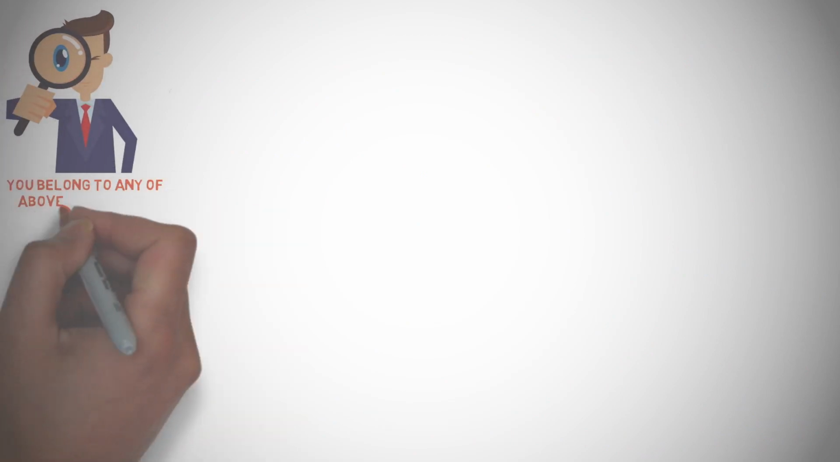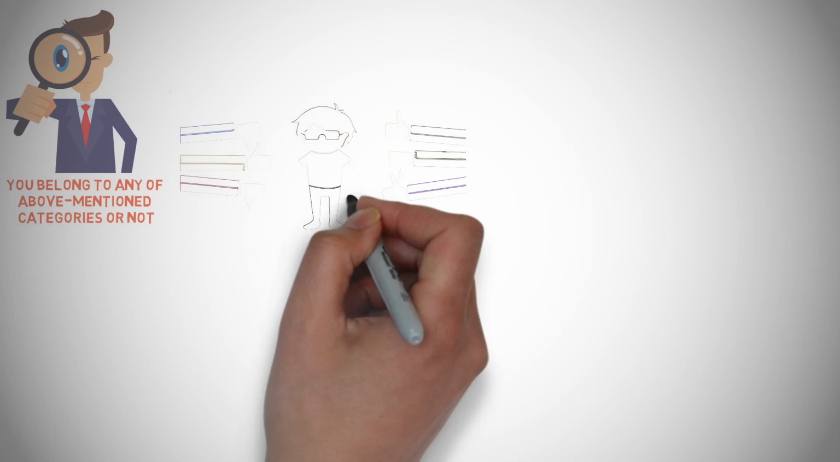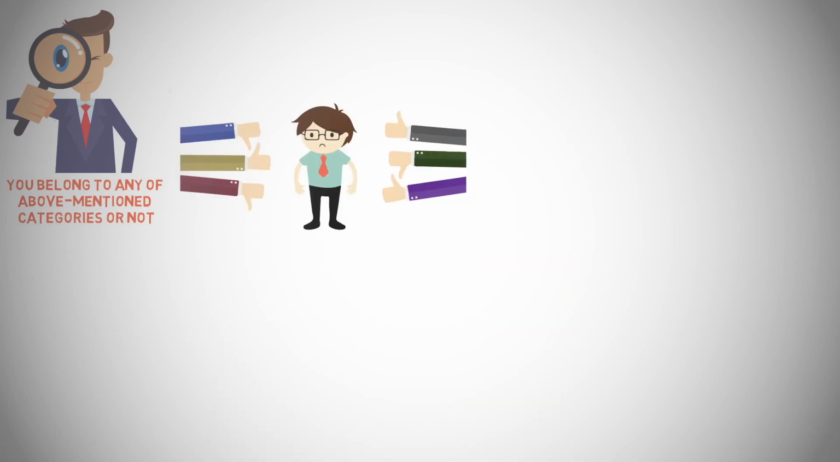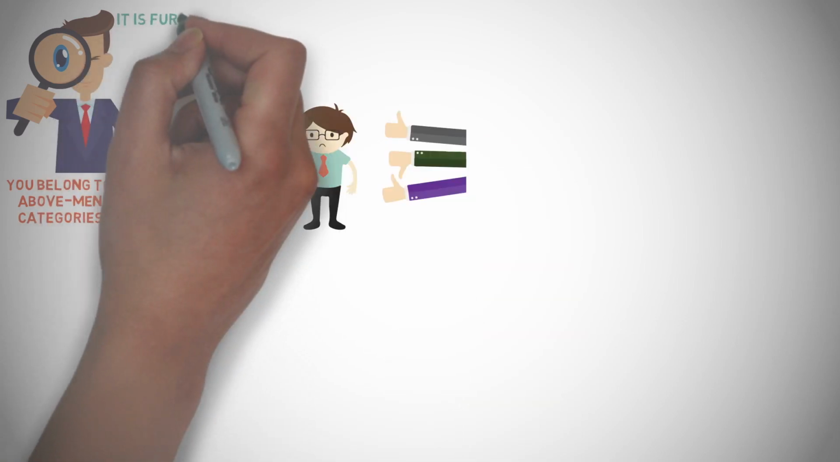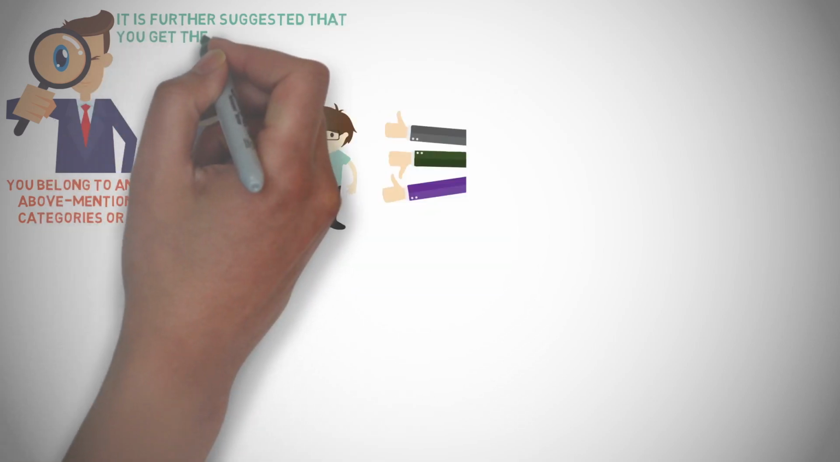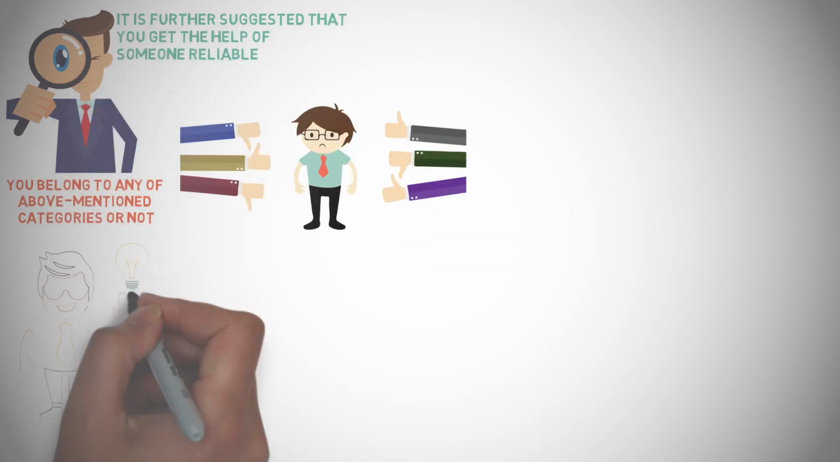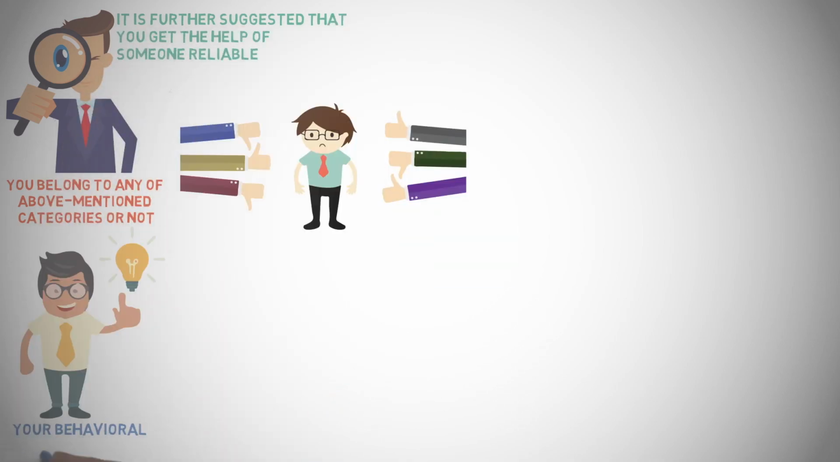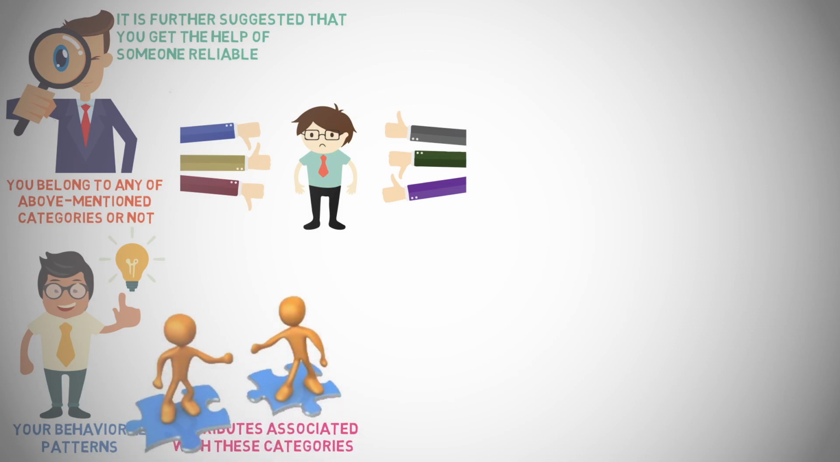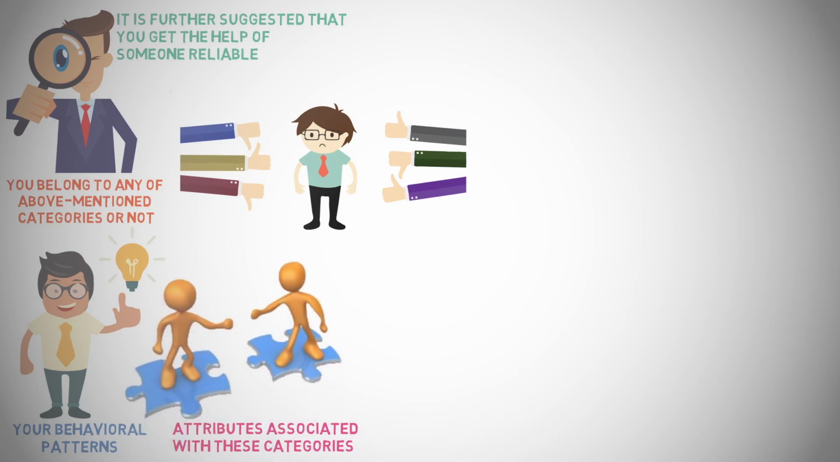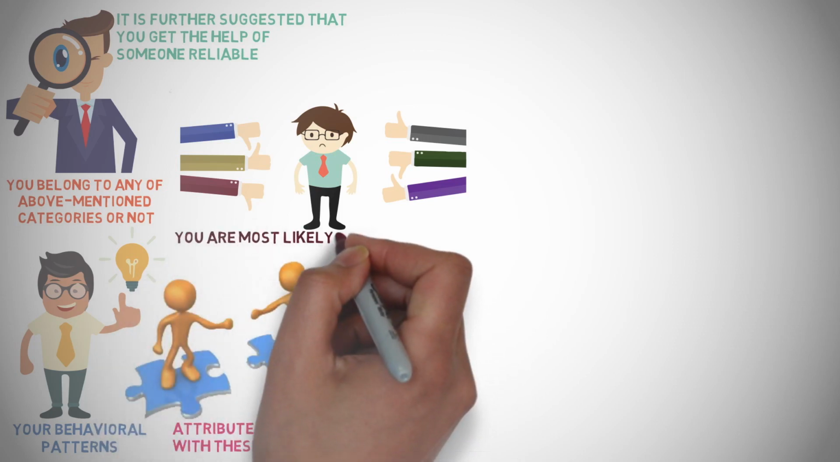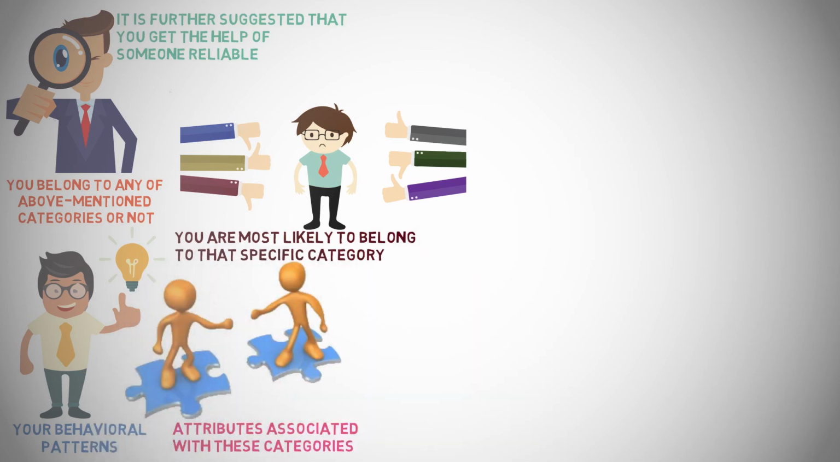You can identify whether you belong to any of the above-mentioned categories or not by evaluating your behavior with regard to its indicators. It is further suggested that you get the help of someone reliable in order to get a better idea of your behavioral patterns. If you repeatedly feel any of the attributes associated with these categories and cannot help feeling it in the long term, you are most likely to belong to that specific category.